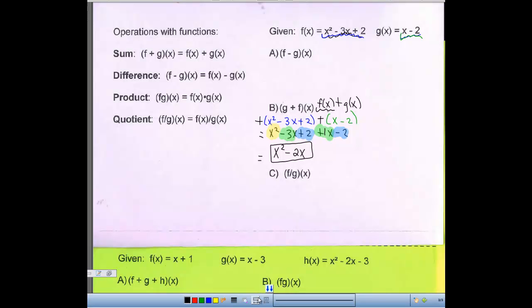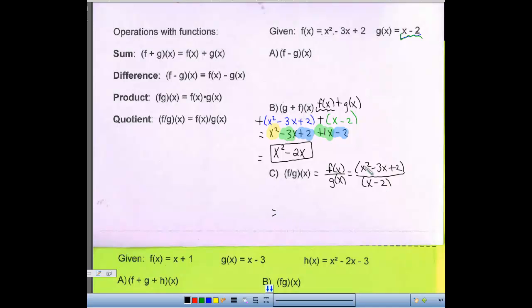Now let's look at a quotient. F divided by g. Well, that's the same thing as saying f of x divided by g of x. So let's replace f of x with our given f of x. F of x is x squared minus 3x plus 2. G of x is x minus 2.